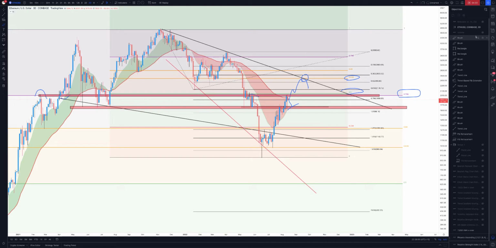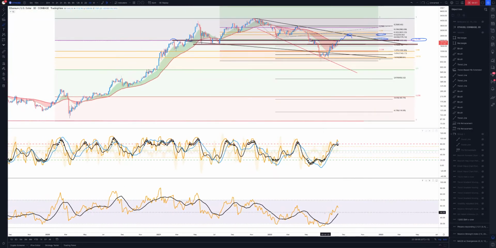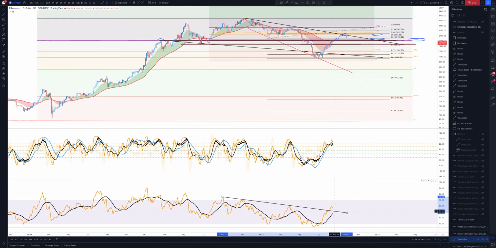So I like the 3-day chart. What are our indicators telling us? Let's have a look. Okay, so that was a good breakout from there on the 3-day.